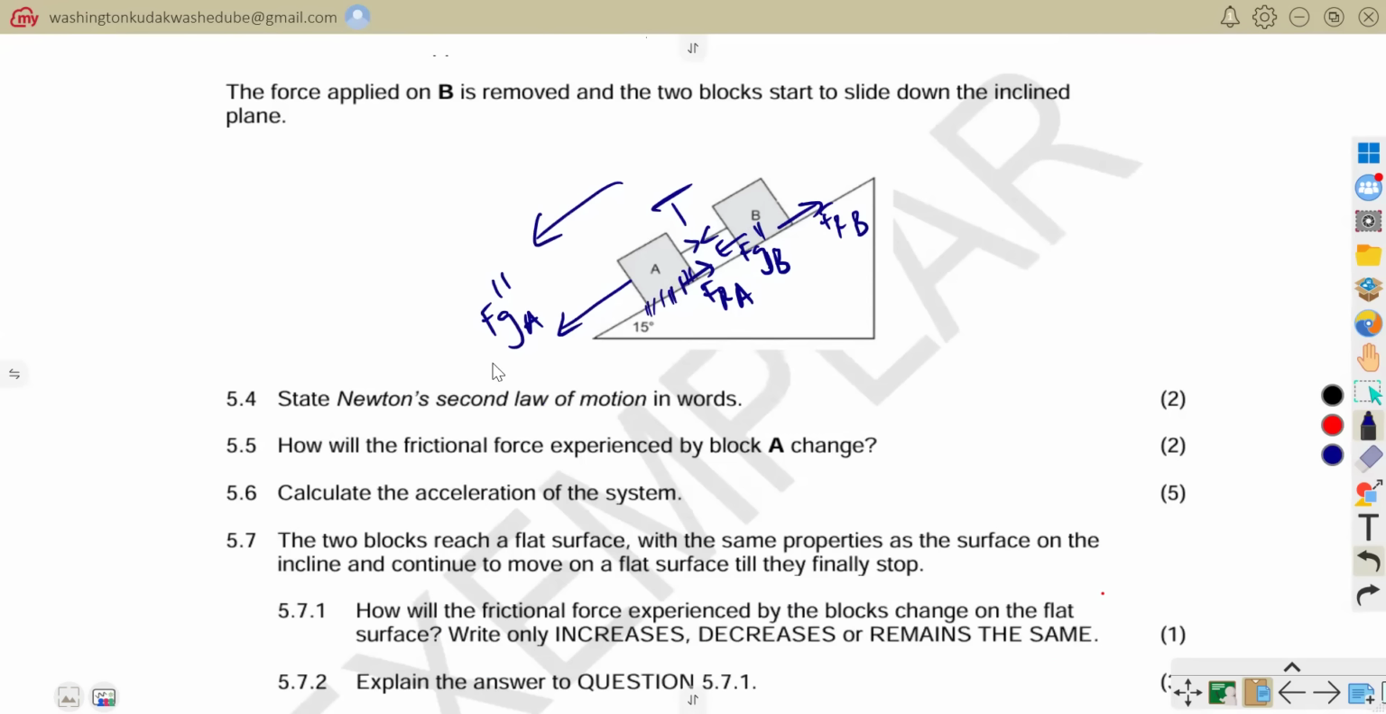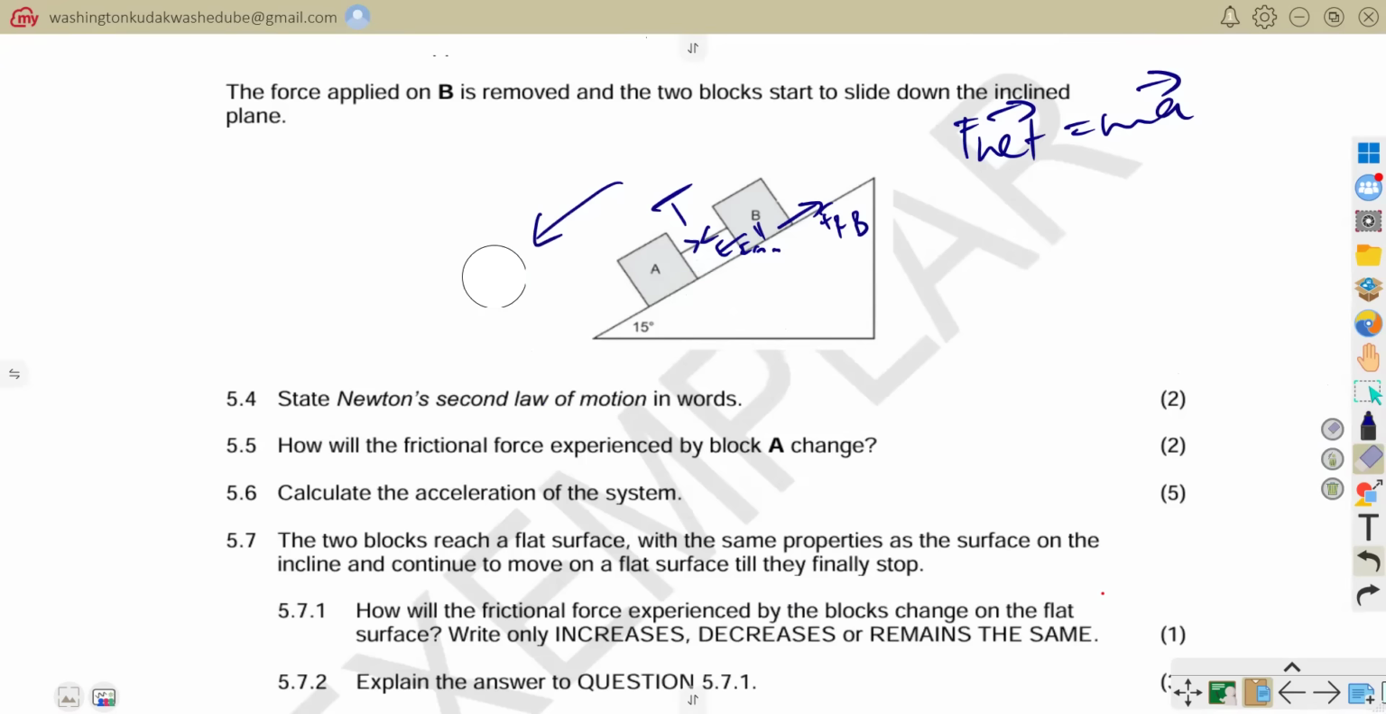Now they're saying state Newton's second law of motion in words. This is Newton's second law, but they want us to state it in words. We are saying that if a net force is applied to an object, that object will start to accelerate with an acceleration that is directly proportional to this net force and inversely proportional to its mass, but in the same direction as the force. So you would just come here and say what? Let me rub here so that I can write that definition.